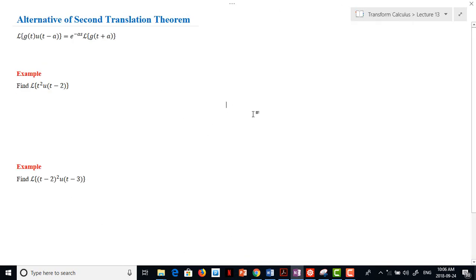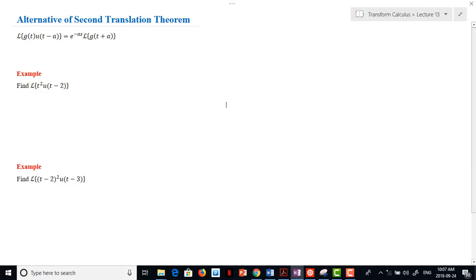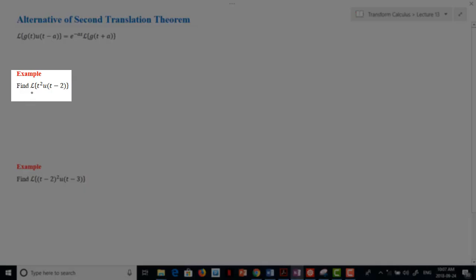So let's go through the next part. In this part, we want to talk about the alternative form of the second translation theorem. Based on this theorem, the Laplace transform of g(t) times u(t minus a) is equal to e to the power of minus as times the Laplace transform of g(t plus a). Now we solve one example to see how it works. Imagine I want to find the Laplace transform of t squared u(t minus a).